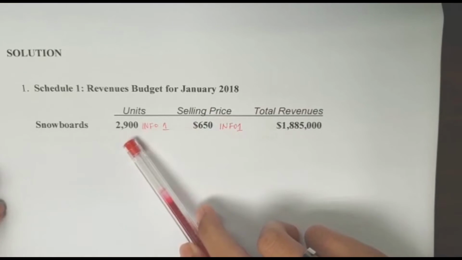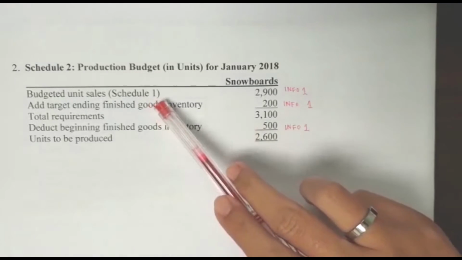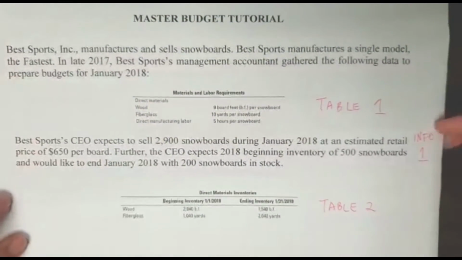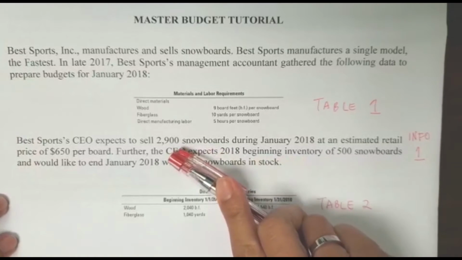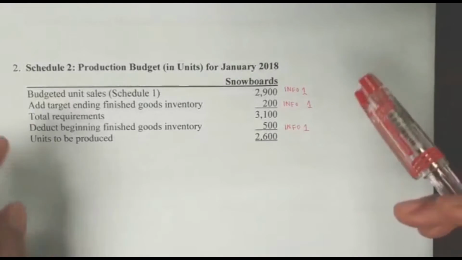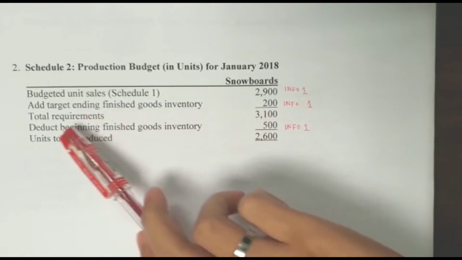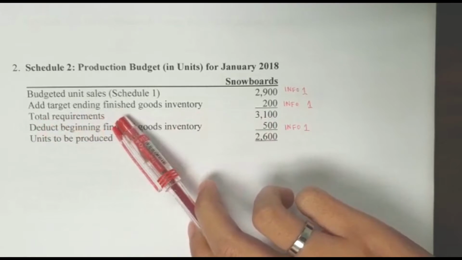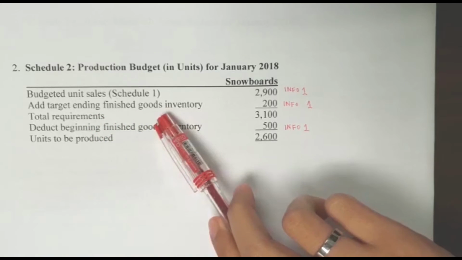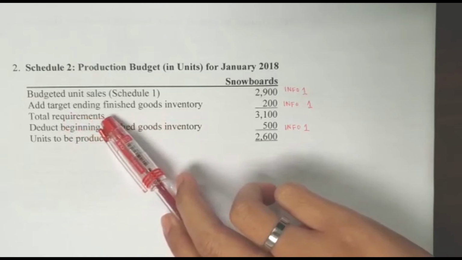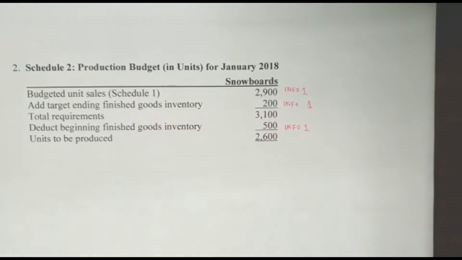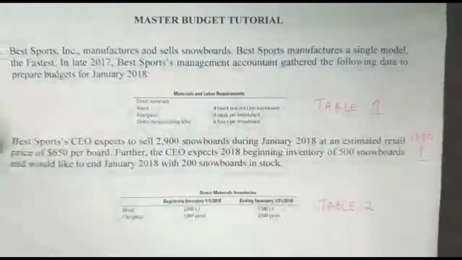So this is the information from Schedule 1, which actually comes from information 1 that I showed you before. Here is the 2,900 that the CEO expects to sell. After that we have to add the target ending finished goods inventory. It must be finished goods because it's about how many units we want to produce in that year. This amount is 200, also based on information 1.